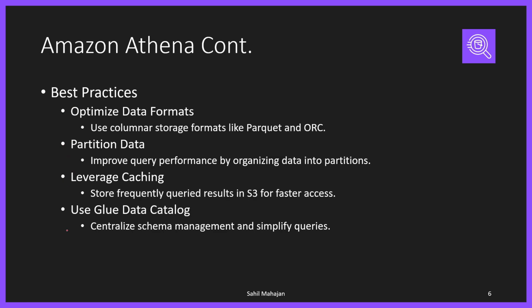And now let's move forward and talk about a couple of best practices for Amazon Athena. First being optimize your data format. It is recommended to use storage formats like Parquet or ORC because they are columnar, and when you have columns, it's pretty easy and straightforward to run SQL queries. Second being partition data. You may have huge amounts of data stored in your S3 bucket, and when they are partitioned correctly, it will help you to run efficient and fast queries. Third being leverage caching. You can store frequently queried results in S3, so you're able to retrieve them at an even faster pace.